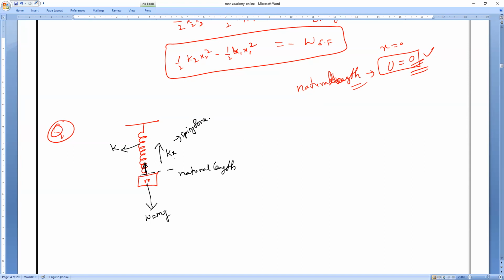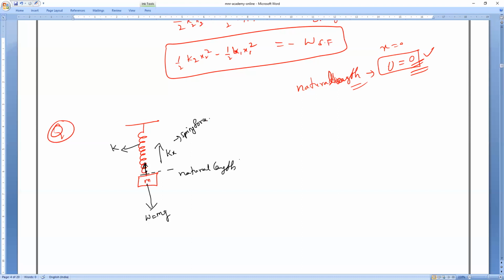Why am I not writing a minus here? Anybody can tell? Because it is already opposite. The weight acts in the downward direction and the spring force is acting in the upward direction, so both are opposite, or not? Please respond, everybody.